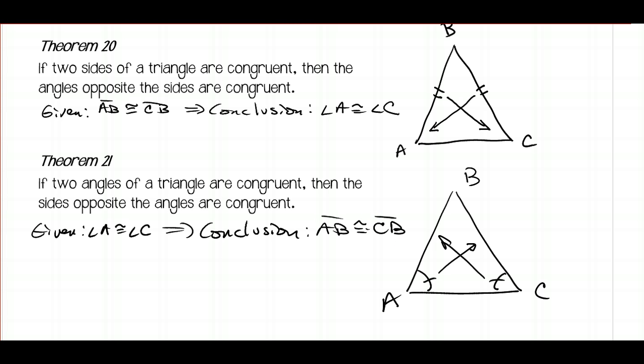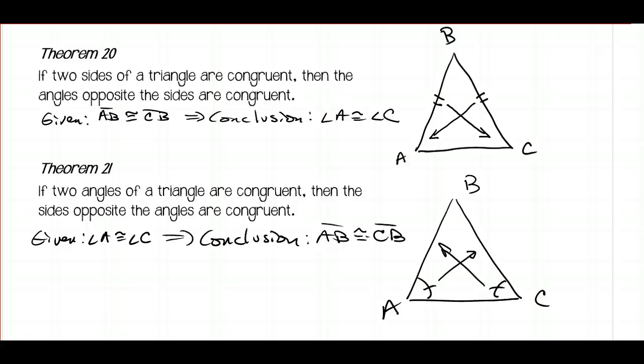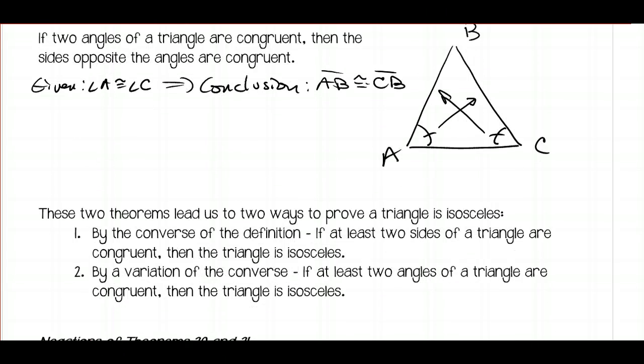And again, start looking for this in other figures where you may have overlapping triangles, or two triangles that share a side, but you also have one large triangle that would be an isosceles triangle. So if you're given two sides, two angles might be congruent, or if you're given two angles, two sides might be congruent.